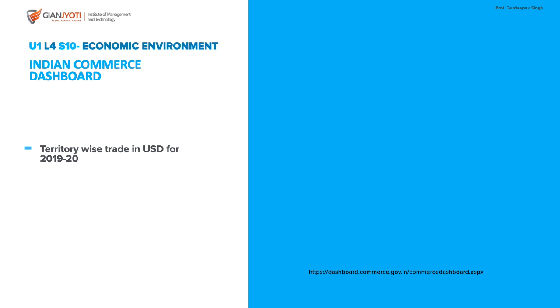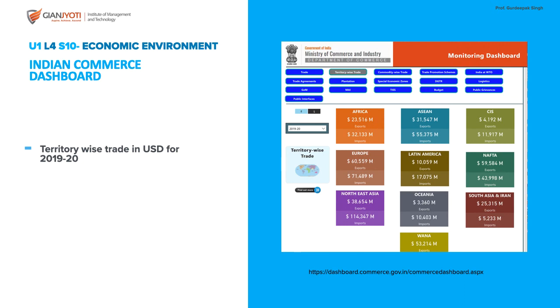Similarly, if we talk about the territory-wise trade in US dollars for 19-20, with which continents and which countries we did the trade. If you look at all the continents, with Europe we did the trade, and we had been importing more than exporting, so that you had already seen. So you can look at that.